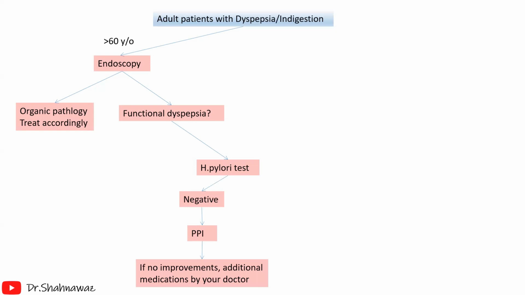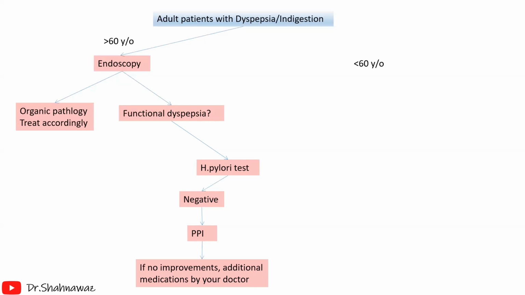During dyspepsia, we need to decide whether to do urgent endoscopy, or if we don't need urgent endoscopy, what do we do? This is the approach. If the patient is older than 60, we do urgent endoscopy. If some pathological findings are present, the patient has organic dyspepsia and we treat accordingly. If we don't have any pathological findings, functional dyspepsia could be present. Further, we do an H. pylori test in those patients with normal endoscopy. If the H. pylori test is negative, we just give the PPI to the patients. If there is no improvement after giving PPI, additional medications could be given by the doctor.